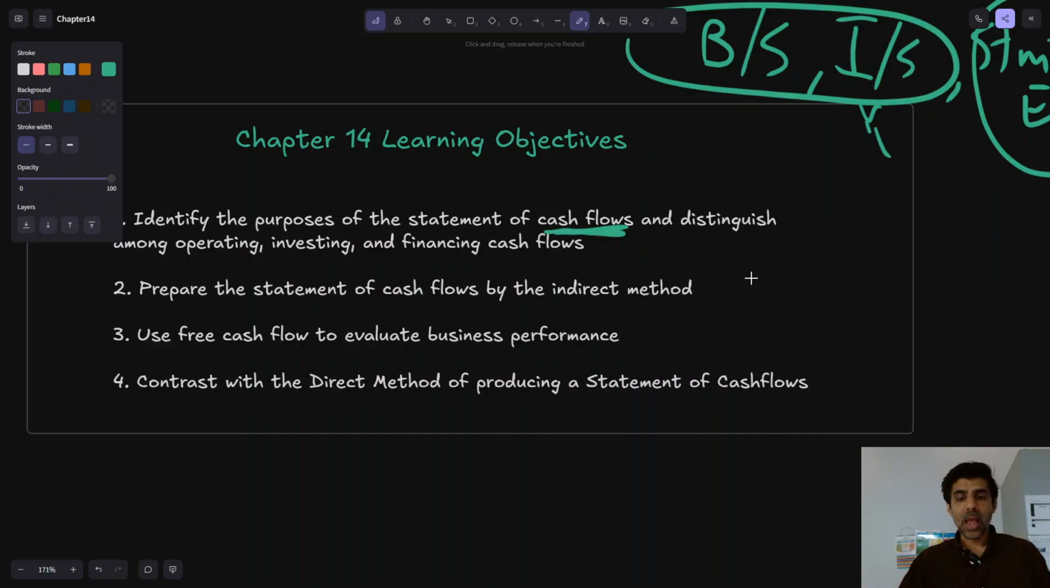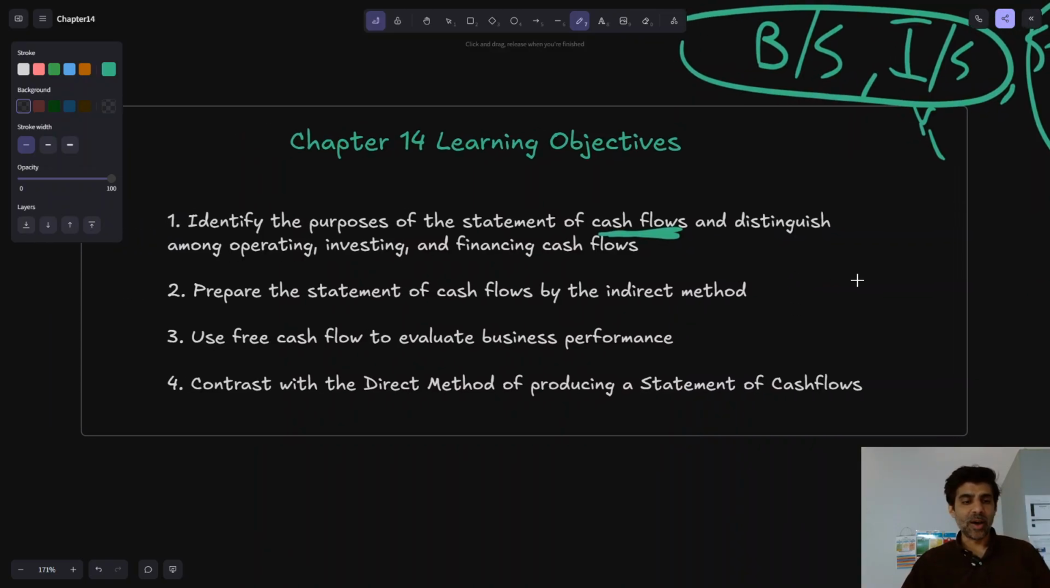Okay, so the way that it is divided up is that there are three main types of cash flow: operating, investing, and financing. And so we're going to see that the statement of cash flow has three different sections where you're dividing up what happened with cash into these categories.